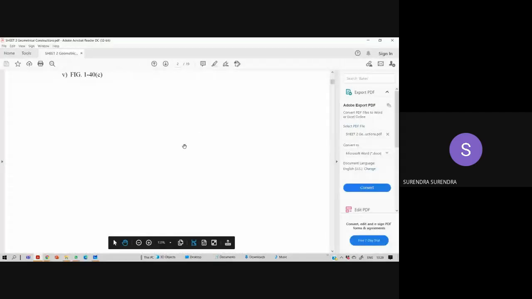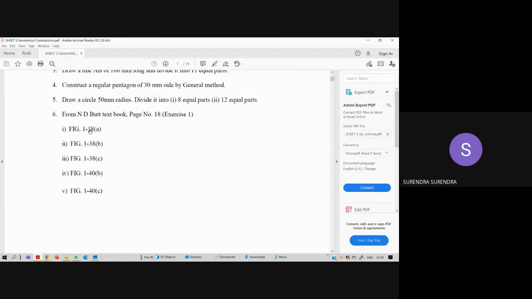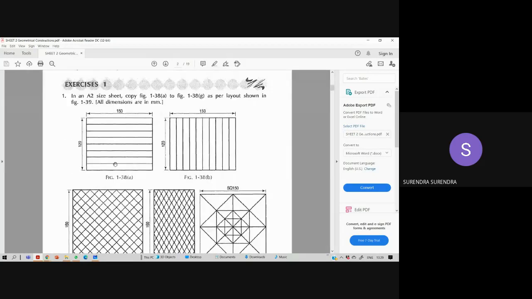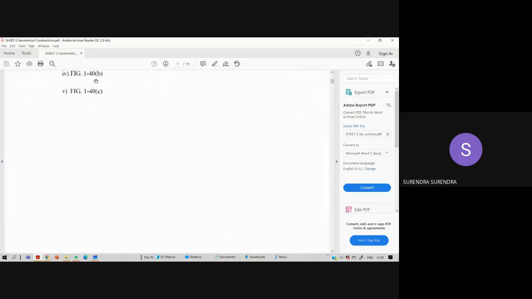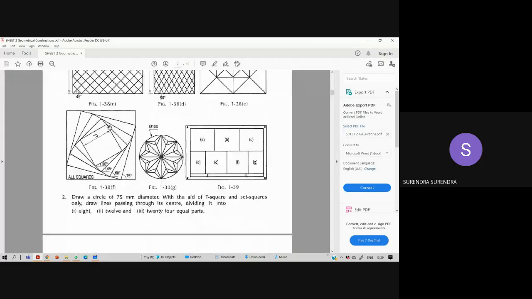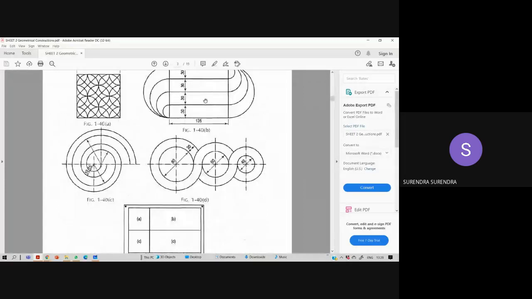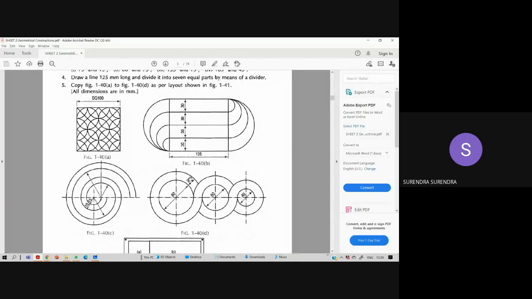So what I have given is from the textbook, figure number 38ABC, 40BC, means 38ABC, these 3, 1, 2, and 3 figures, and next 40B and 40C. So don't think these are like some patterns. Just it will make you helpful in understanding the drawing instruments, holding the drawing instruments, especially the drafter and compass.